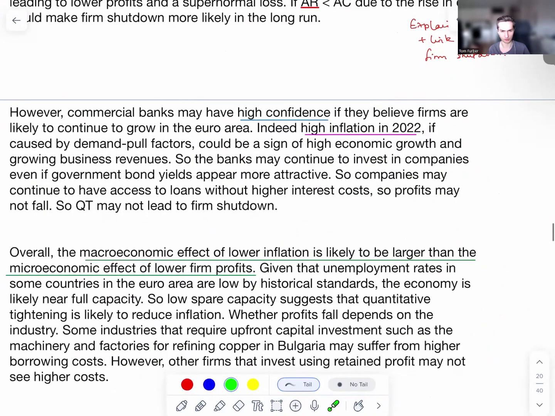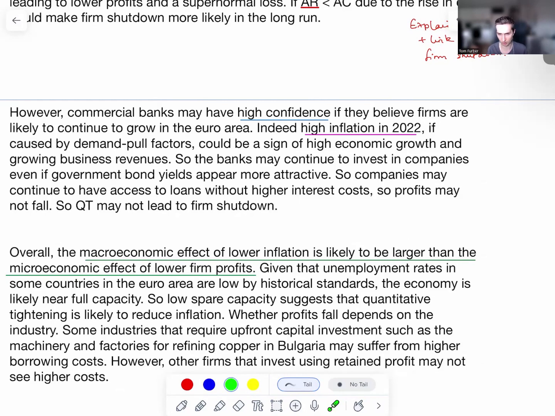To evaluate this, we could say that commercial banks may have high confidence if they believe firms are likely to continue to grow in the euro area. And the extract does mention this high inflation in 2022. If that's caused by demand-pull factors, to the extent it is, that could be a sign of high economic growth and growing business revenues.